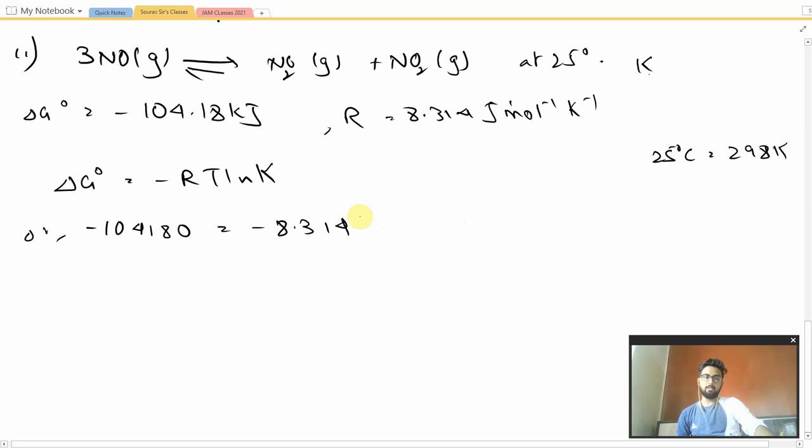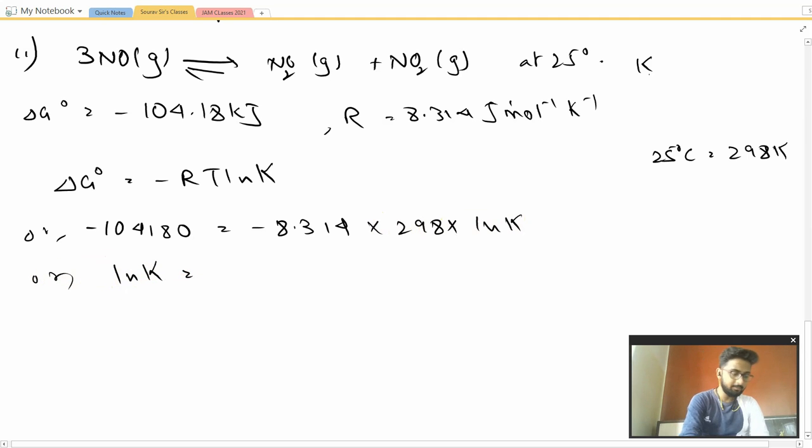Let us not write the units, because this is not a subjective question. We do not require to show the units. Just the answer, the correct option, would do. So 298 into ln K. Let me calculate the value. ln K is equal to, minus would cancel out over here, 104,180 divided by 8.314 divided by 298.